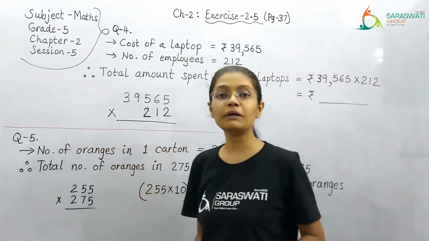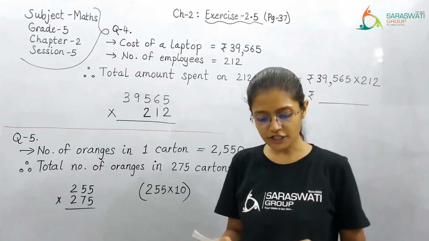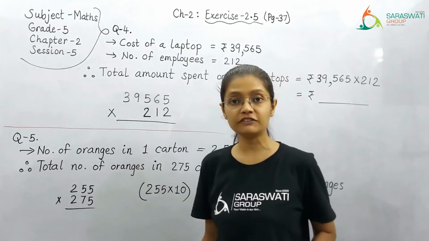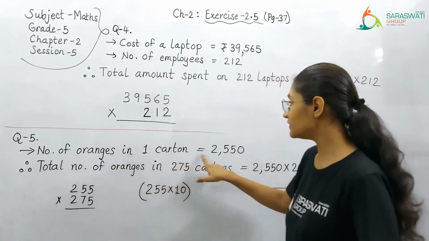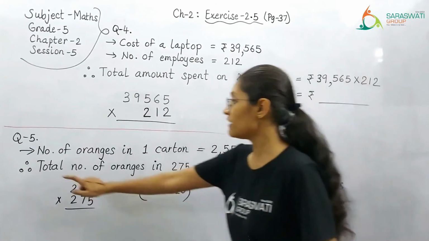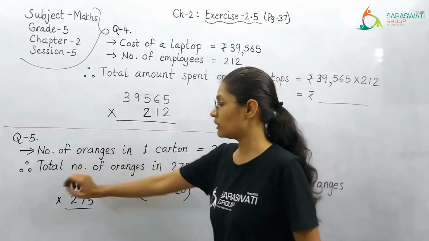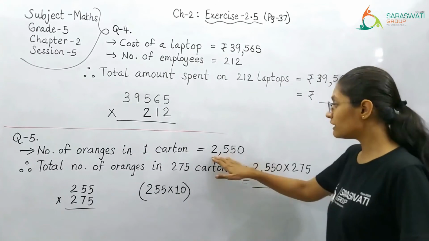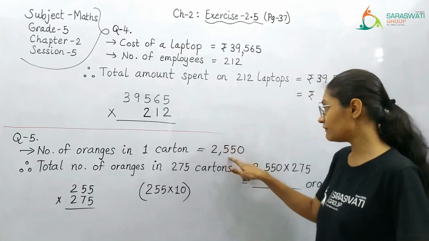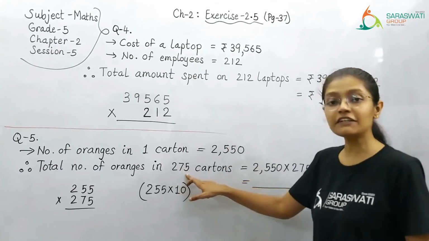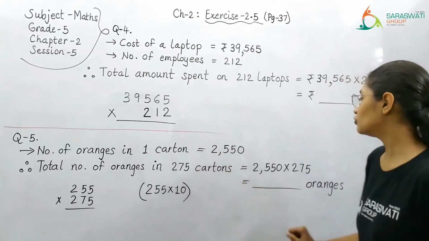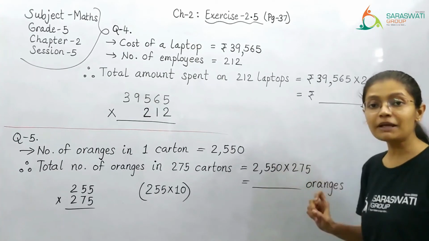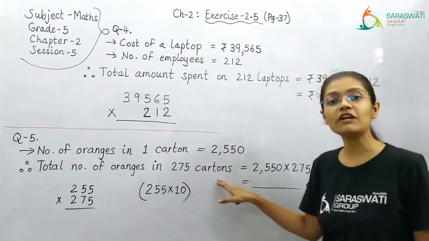Now next question, question number 5. 2,550 oranges were packed in one carton. How many oranges were packed in 275 such cartons? So number of oranges in one carton is equal to 2,550. So as a result, total number of oranges in 275 cartons will be equal to 2,550 add 2,550 repeatedly, how many times? 275 times, right? So we have to multiply, 2,550 multiplied by 275. The product we get, that many oranges will be packed in 275 cartons, right?